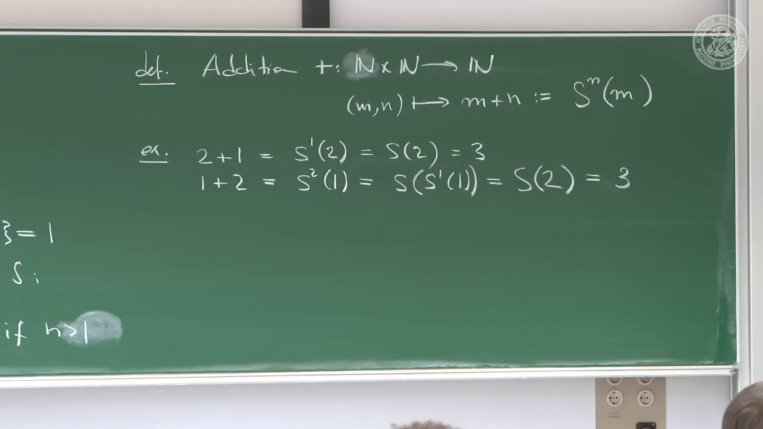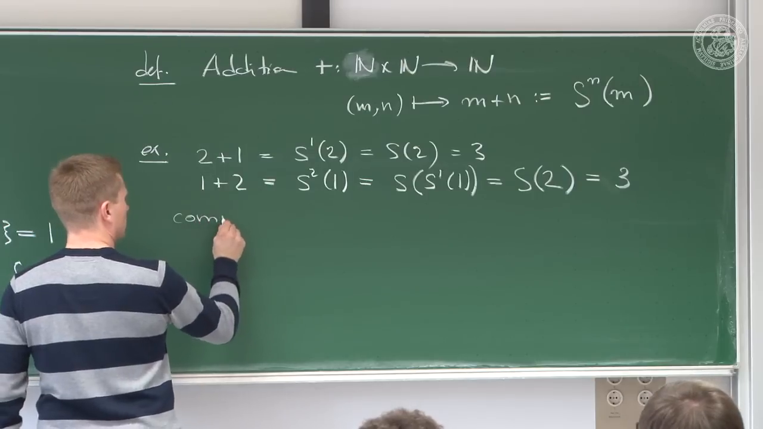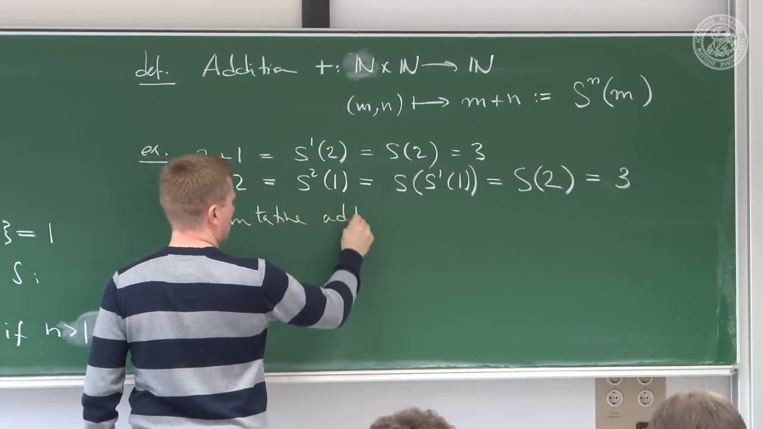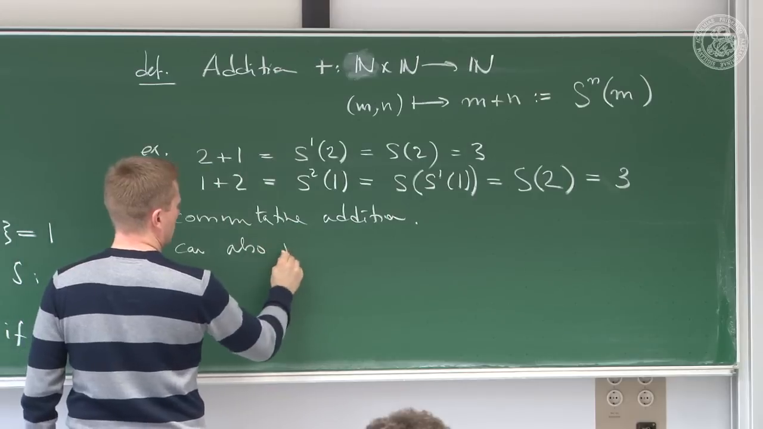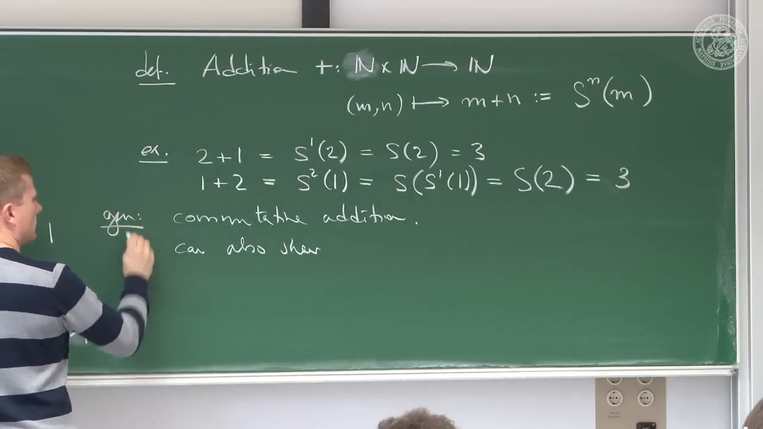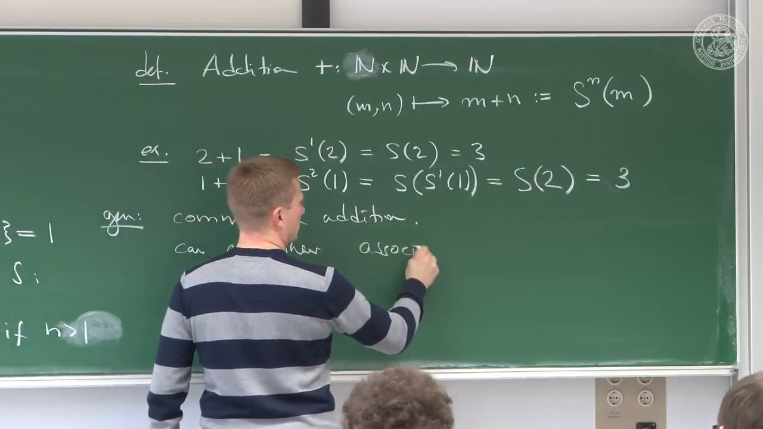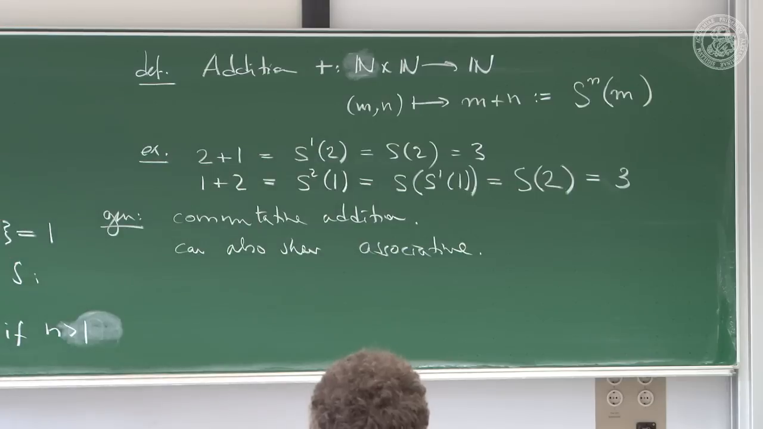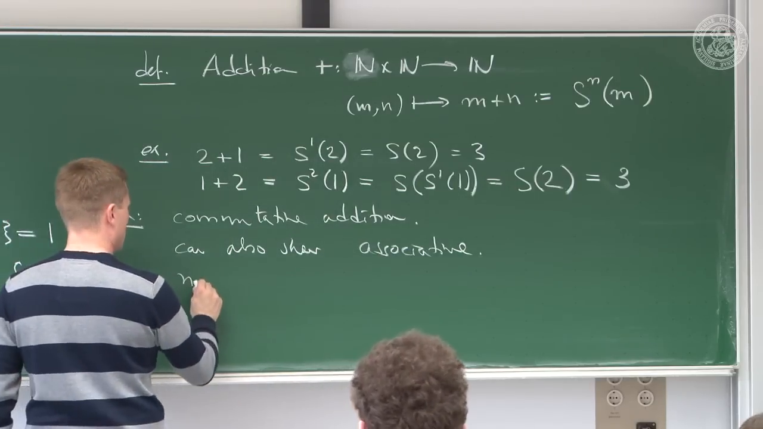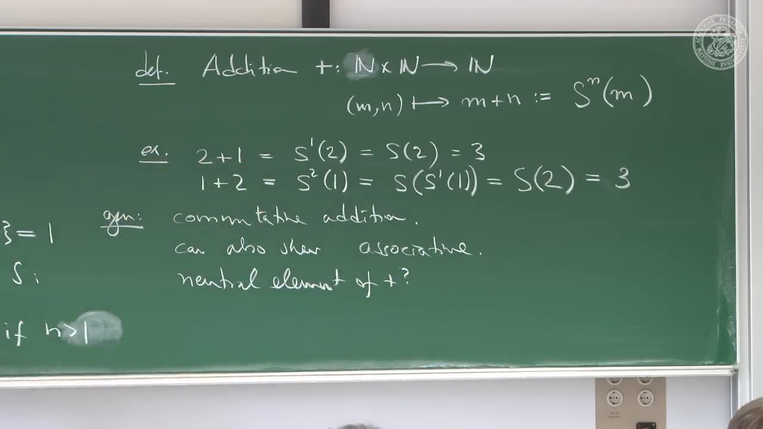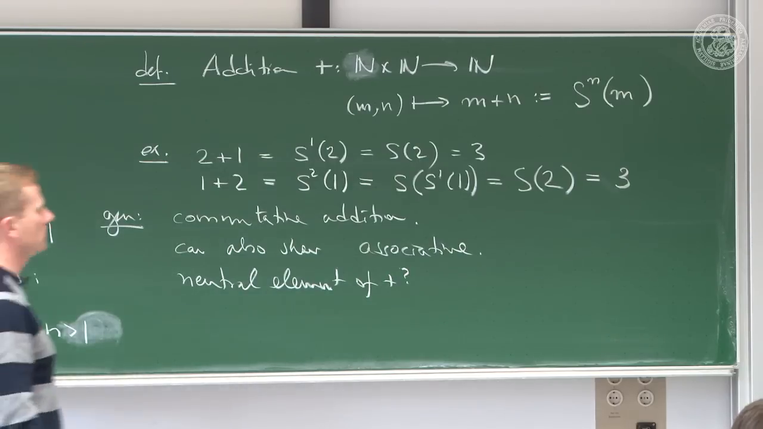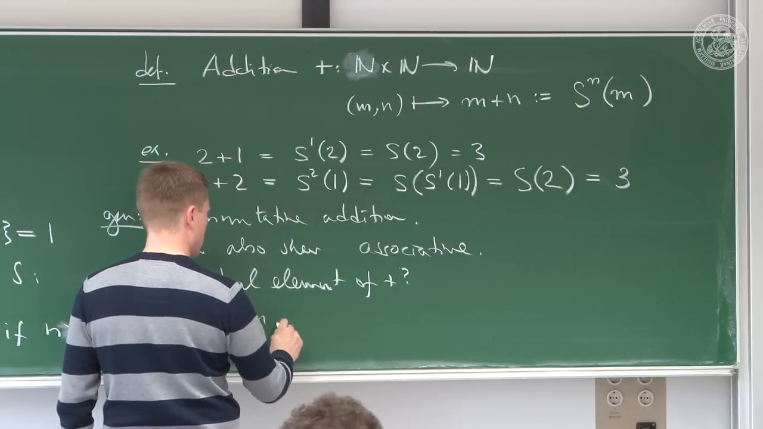That's how this works. Well, this, of course, generalizes, and you get the commutative addition. You can, of course, also show, so in general, you can also show associativity. What about the neutral element? What's the neutral element? Well, it's 0, because M, aha.